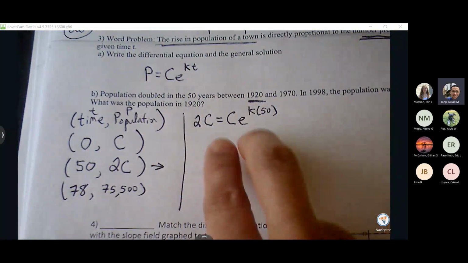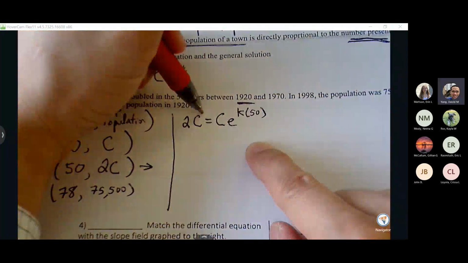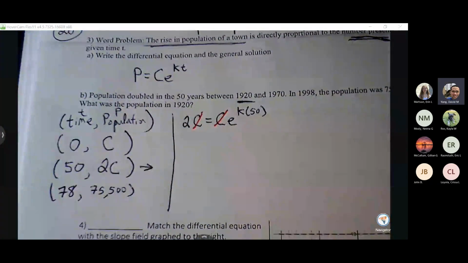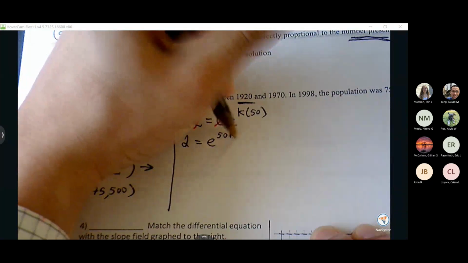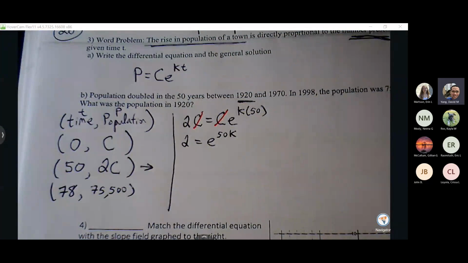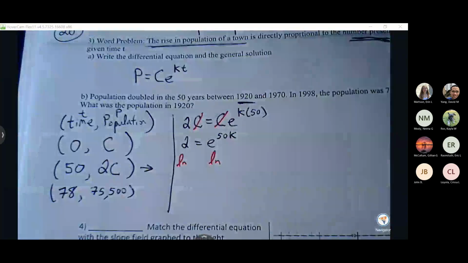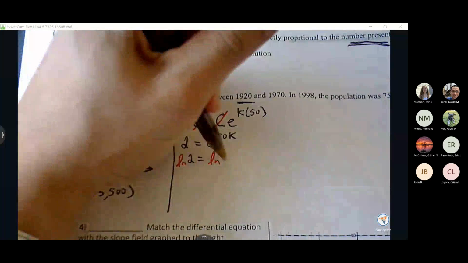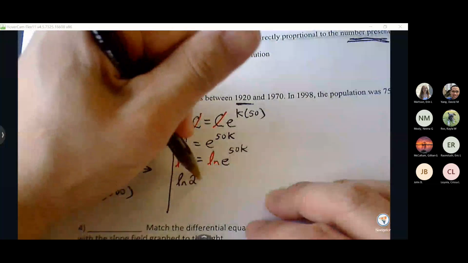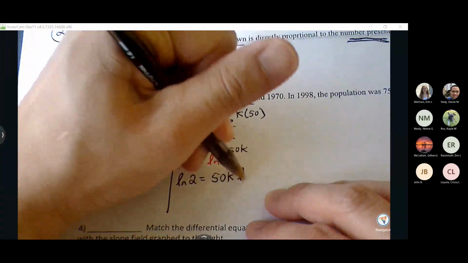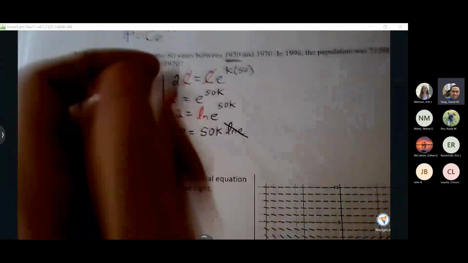So what's nice about this here? What happens? C's cancel out. So I can just basically work towards solving for K here. To bring that K down, I can involve natural log. Bring that 50K down. Natural log of e goes away. Divide 50 from both sides.